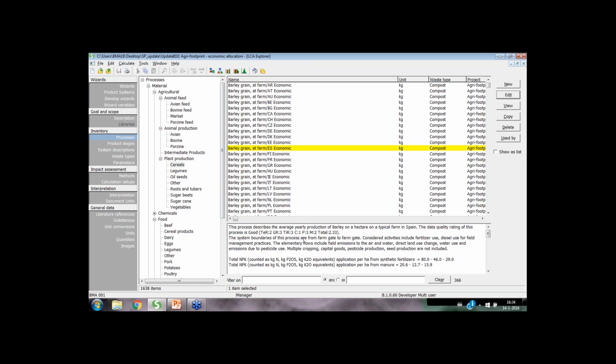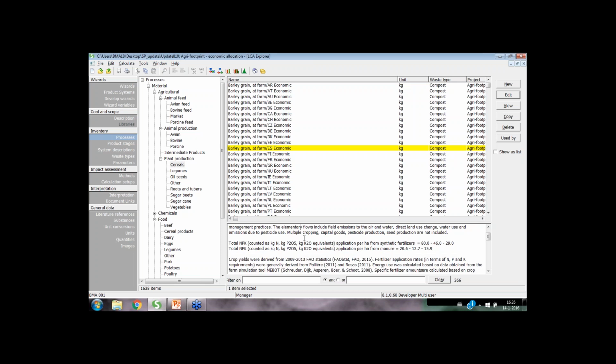Similar to Agri-footprint version 1, there is also some other metadata listed here. For example, the amount of fertilizers added to the process, and some of the most important data sources. So you can find all that in SimaPro itself, and it's also listed in the documentation on the website.